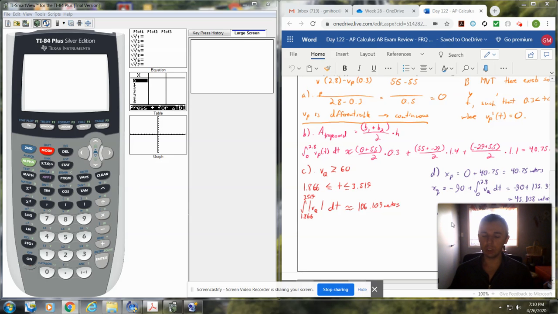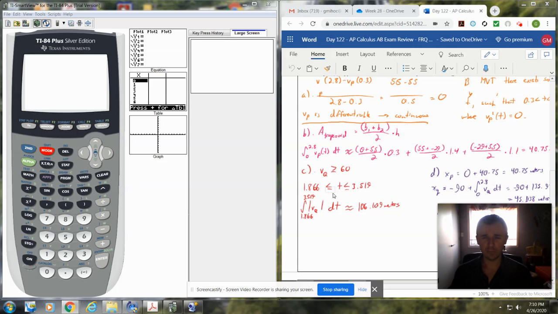So once again, we're looking at the 2019 AP Calculus AB exam second free response question, which is a calculator question. Once again, I'm going to show you guys how to find an integral and basically how to do part C of that question.